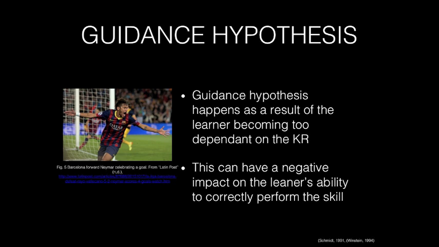This being said, the guidance hypothesis estimates that augmented feedback is needed for motor learning when used to reduce error. However, it is detrimental when relied upon too much, more specifically the knowledge of results. A way in which we reduced the chance of this happening was gradually reducing the amount of feedback given to the learner over the program, and to eventually let the learner fend for themselves.